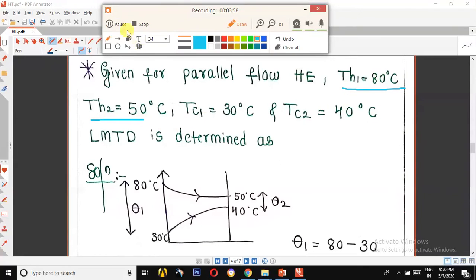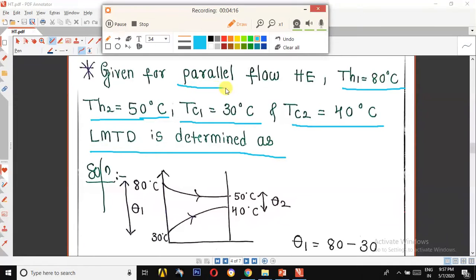Given for a parallel flow heat exchanger, the inlet temperature of the hot fluid is 80 degrees Celsius. The outlet temperature of the hot fluid is 50 degrees Celsius. The inlet temperature of the cold fluid is 30 degrees Celsius and the outlet temperature of the cold fluid is 40 degrees Celsius. LMTD is determined as follows. If both the fluids are flowing in the same direction, then it is called a parallel flow heat exchanger.